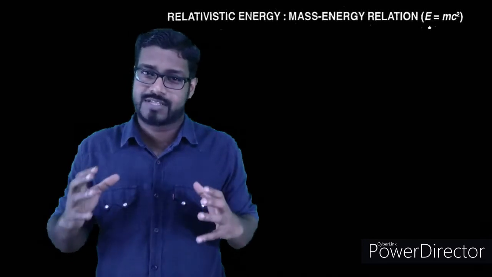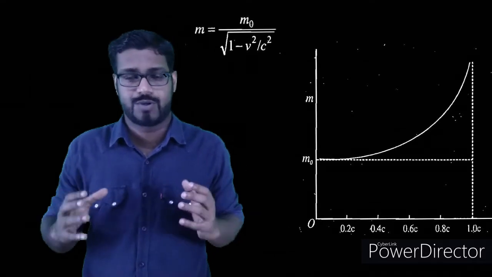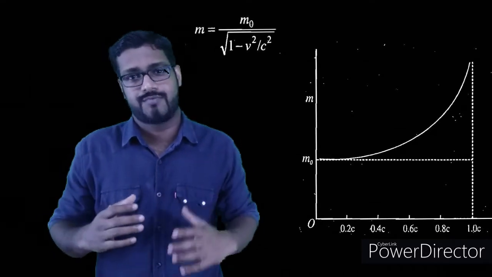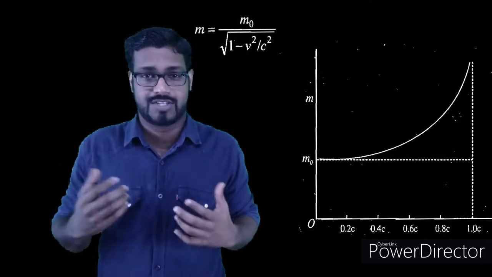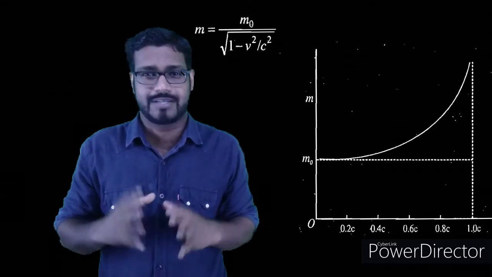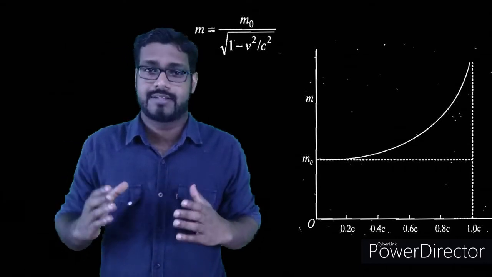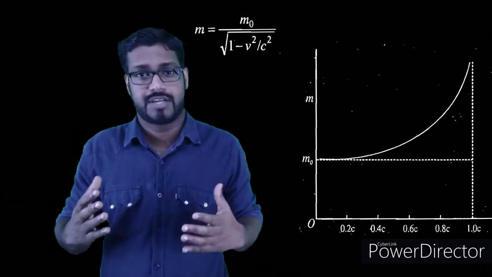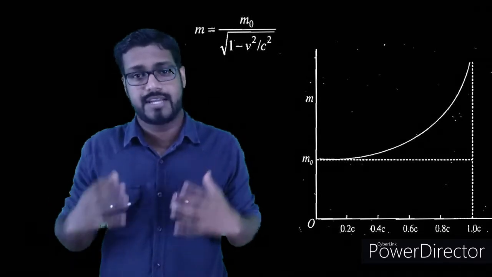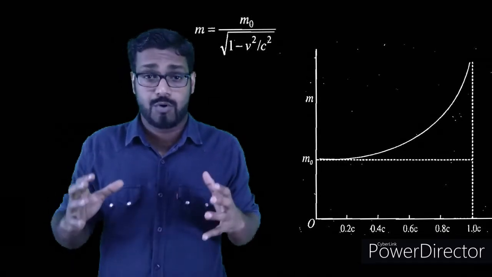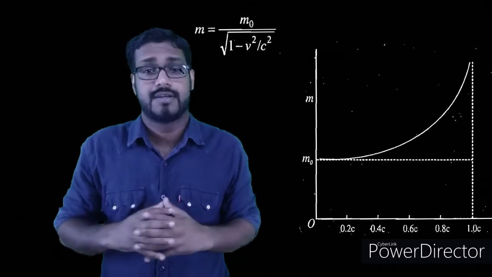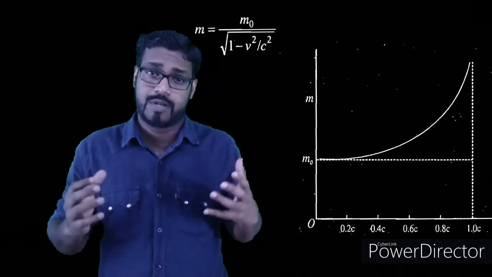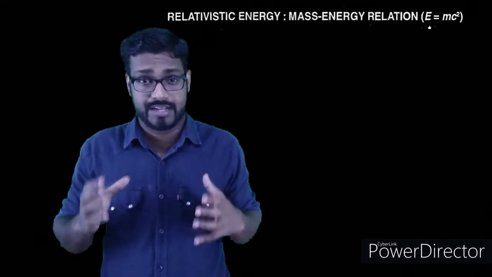In the last video, we discussed the variation of mass with velocity, and we understood that when an object moves with a very high velocity, the mass of the object increases, and when the velocity of the object reaches the velocity of light, then the mass of the object will reach infinity. In other words, no object can have the velocity of light if the object has mass. In this video, we will be looking into the relativistic energy.